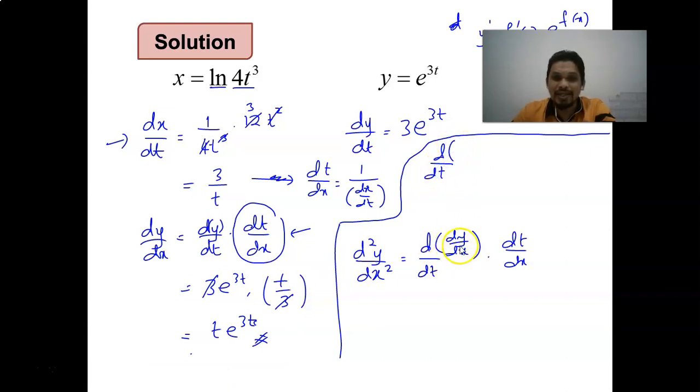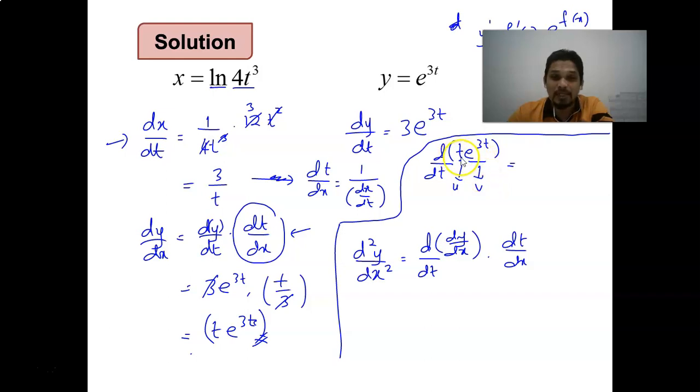Okay, we differentiate dy/dx with respect to t, meaning we differentiate t e to the power of 3t. So we define t as u and e to the power of 3t as v. Can you guess what we are going to do next? Yes, using the product rule, u prime v plus u v prime.